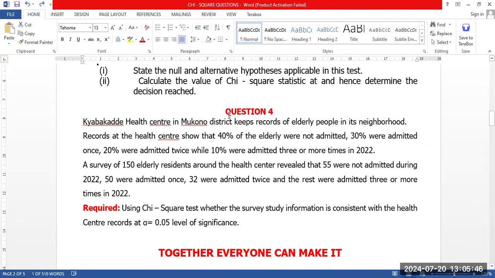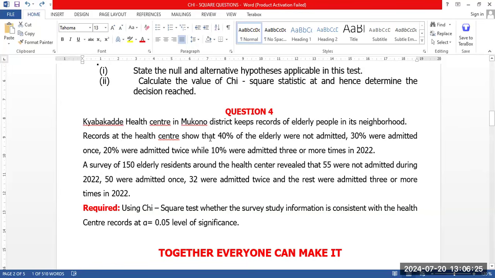Question 4, they are telling us that we use chi-square test and confirm whether the survey study information is consistent with the health center records at 0.05. So this is where you need to focus on as you read the value from the table. So they are telling us that Chabakade Health Center in Mukono district keeps records of elderly people in its neighborhood.